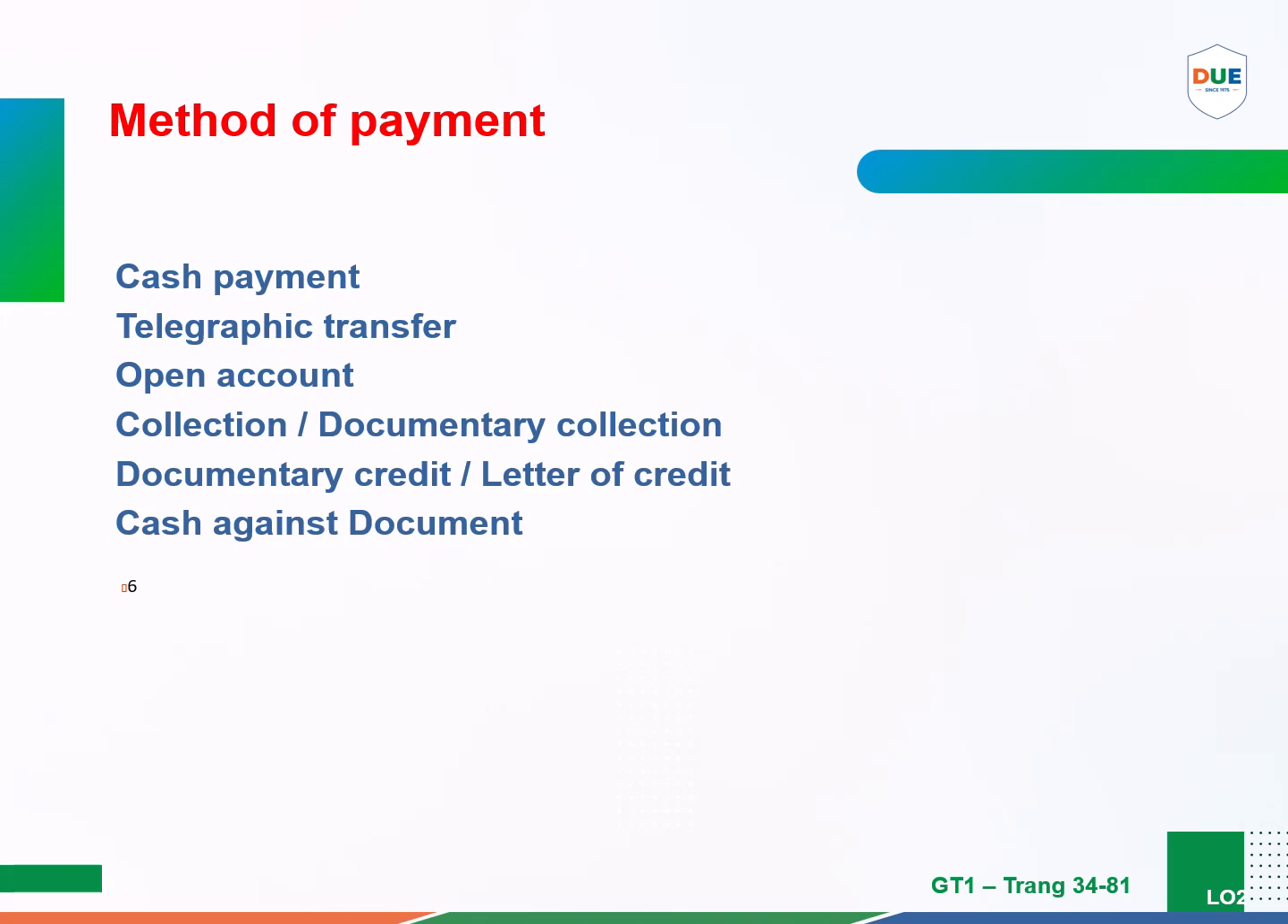The fifth method is documentary credit, commonly known as a letter of credit, or L/C. Under this method, a bank provides a conditional undertaking to pay the seller, provided that the seller presents documents that comply with the terms and conditions of the L/C. This method offers a higher level of security to both parties, but it is usually more complex and costly.